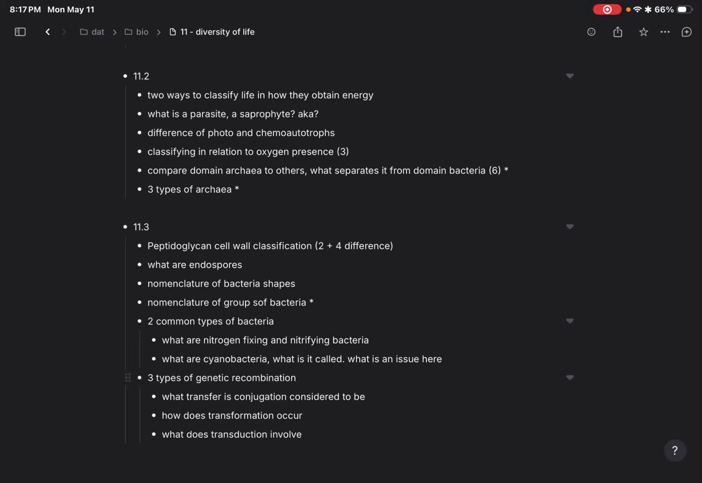Conjugation, DNA transfer. Transformation, DNA uptake. So transformation is DNA uptake. Transduction is when the virus transfers it. Okay, so I think I got that.